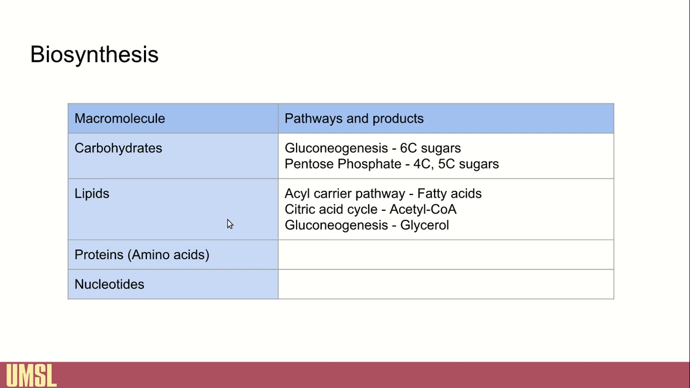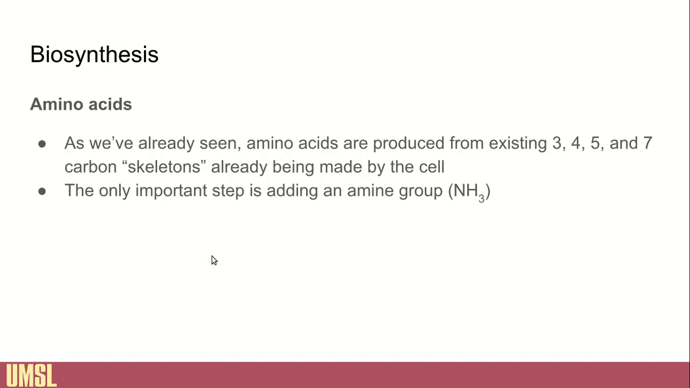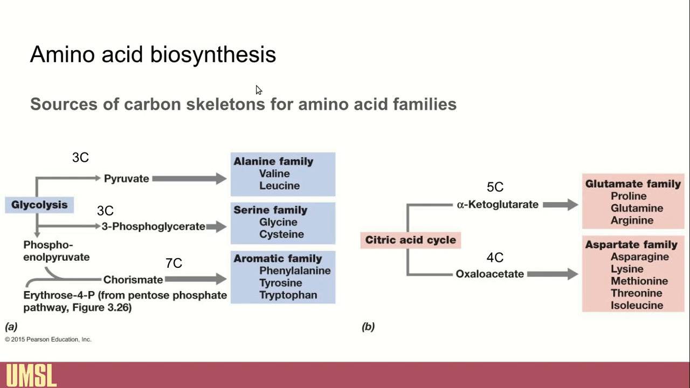All right. So of the 4 major constituents of a cell, now we want to look at proteins, or essentially amino acids, right? So how are we going to get amino acids from different carbon compounds? As we've already seen, amino acids are produced from existing 3, 4, 5, and 7 carbon skeletons already being made by the cell. The only important step is adding the amine group. Just like we took them off earlier to eat amino acids, now we need to put them on to make them. So, the sources again of these carbon skeletons for amino acids.